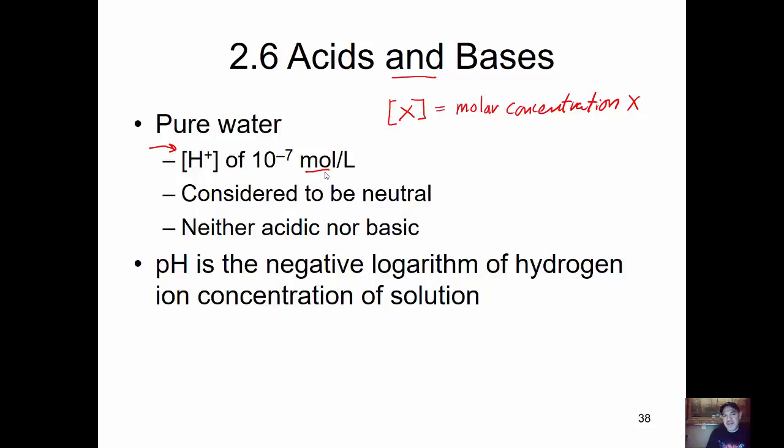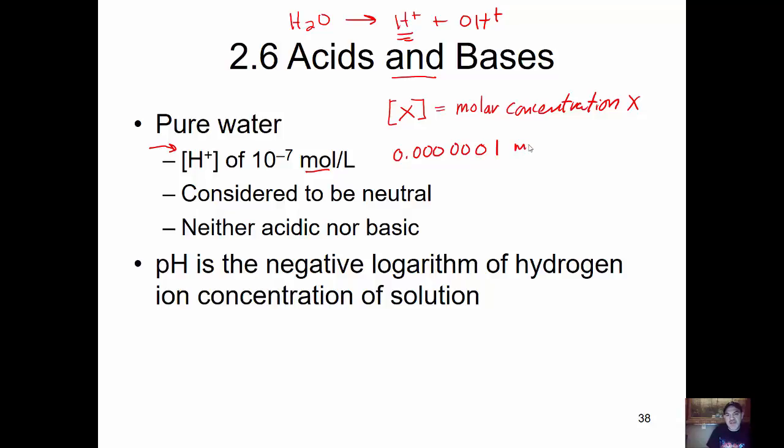It's a small amount, but we were talking earlier about how water can dissociate into the hydrogen ions and the hydroxide ions. So when pure water dissociates, relative to the amount of water, the concentration of the hydrogen is going to be a very, very small amount. When we say 10 to the negative 7, that's a small number. That's saying 0.0000001.